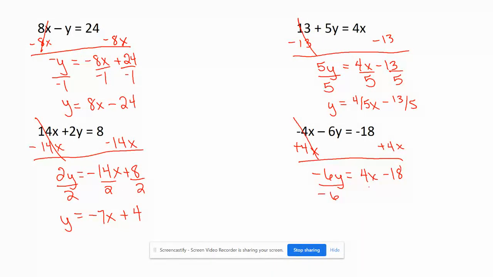Then divide by negative 6 on all your terms. And you will have y equals negative 4 over 6x plus this time, because negative divided by negative is plus, and that makes 3. So 18 divided by 6 is 3. All right, and we can simplify this fraction too. Y equals negative 2/3 x plus 3 will be your answer.